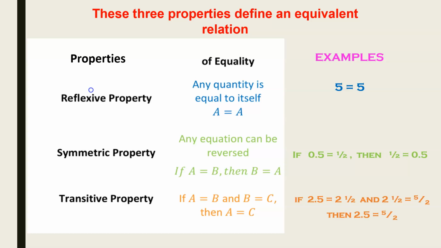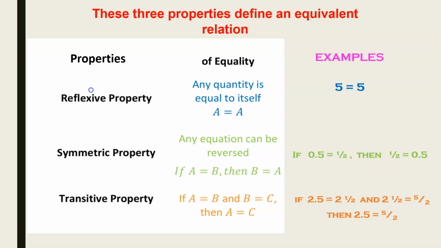For example, 0.5 equals 1 over 2, decimal and fraction. The same number is presented in a different way. We say 0.5 equals 1 half, then we flip it around the equal sign and we say that 1 half equals 0.5. Transitive property. In this case, we will involve three numbers.